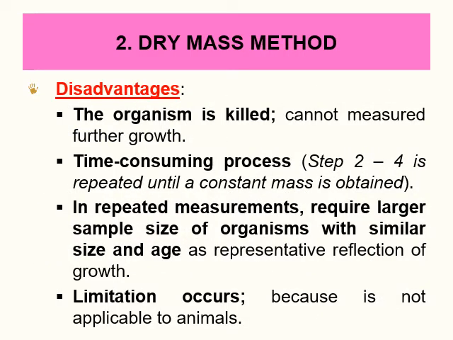But there are some disadvantages of using this method. First, the organism is killed, so we cannot measure further growth. Second, it is a time-consuming process because we need to repeat step number 2 until step number 4. Third, in repeated measurement, we will require a larger sample size of organisms with similar size and age as a representative reflection of growth. And last, limitation occurs because it is not applicable to animals.